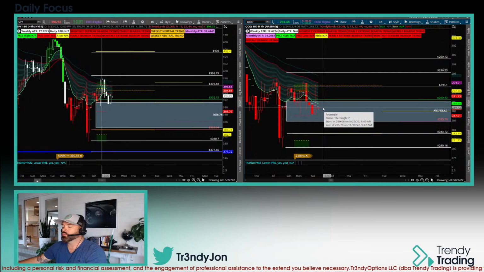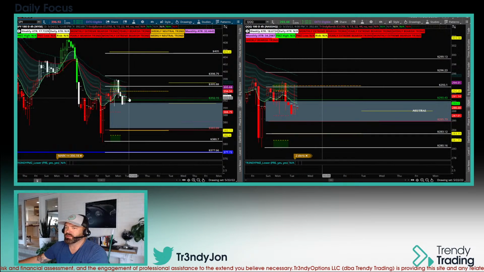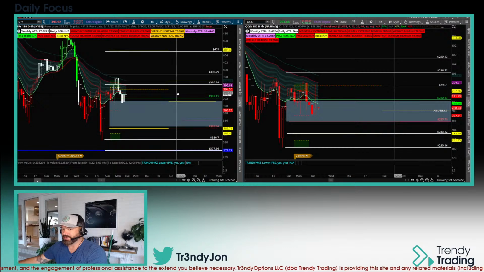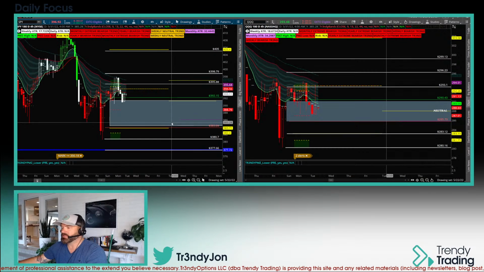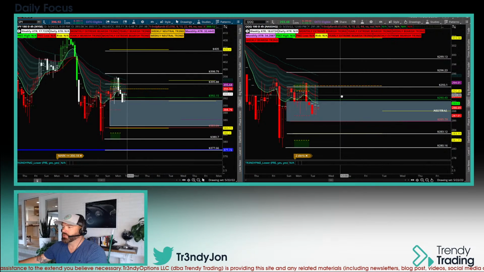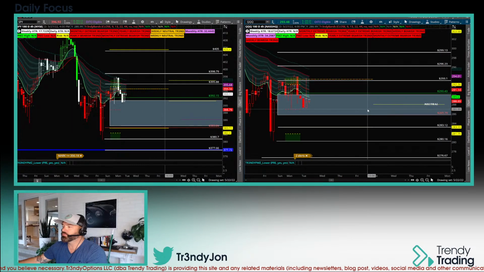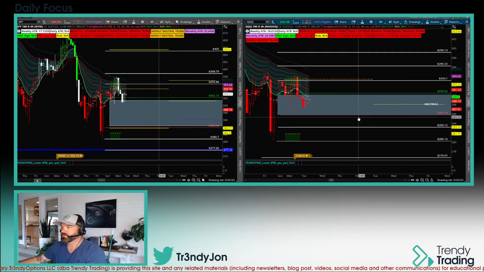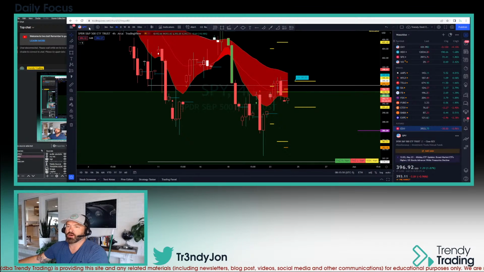Okay, so let's talk about resistance and support really quick. Over here on the SPY, your resistance today is 395.88. As far as support is concerned, 388.79. QQQ, resistance 290.43. Your support is going to be 287. Those are the levels that we have for the Qs and the SPYs. Let's go ahead and minimize that and move on.